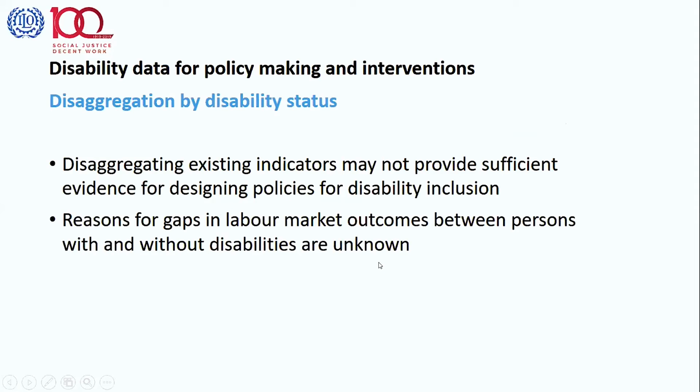However, I just want to say that this is very important: disaggregating labor market indicators by disability status may not provide sufficient evidence for designing policy for disability inclusion, because the disaggregation will just highlight the gaps in the labor market outcomes. It doesn't tell us anything about the reasons for these gaps. Therefore, additional data needs to be collected regarding the barriers persons with disabilities face in the labor market, the obstacles they face, and what the facilitators are.